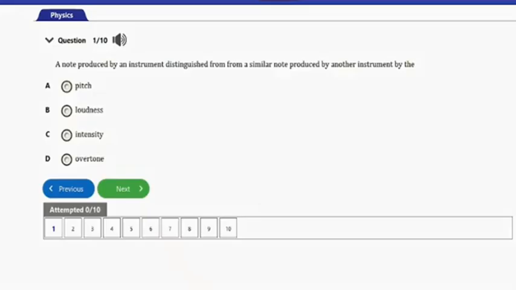It says, a note produced by an instrument is distinguished from a similar note produced by another instrument by the A. pitch, B. loudness, C. intensity, D. overtone. So guys, the answer to this question is option D here, overtone. So let's go ahead and consider the next question.